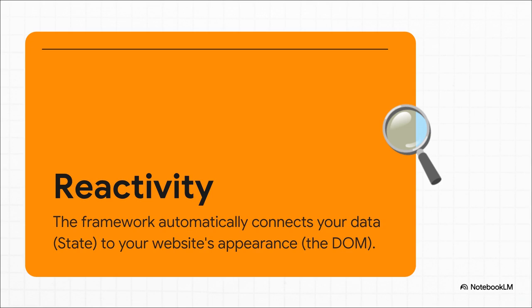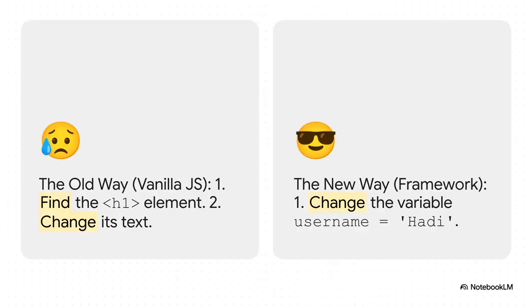The state is just all the information your app needs to remember, like a username. The framework essentially says, don't worry, I'll watch this data for you, and I promise to instantly update the screen if it ever changes. This comparison really tells the whole story. The old way was this manual, two-step chore. First, you had to find the element on the page, and second, you had to write more code to change its text. With a framework, you just do one thing.